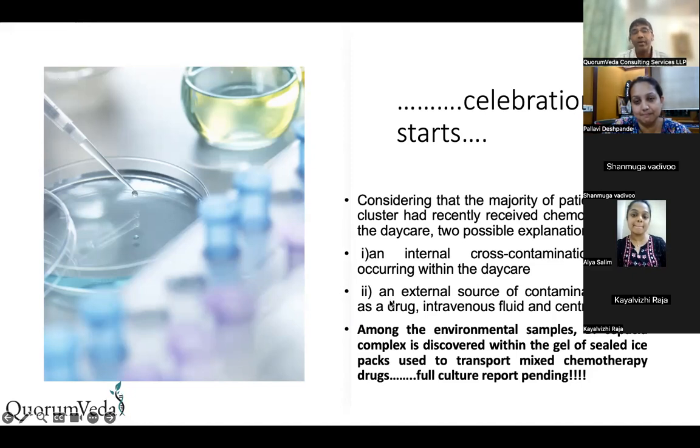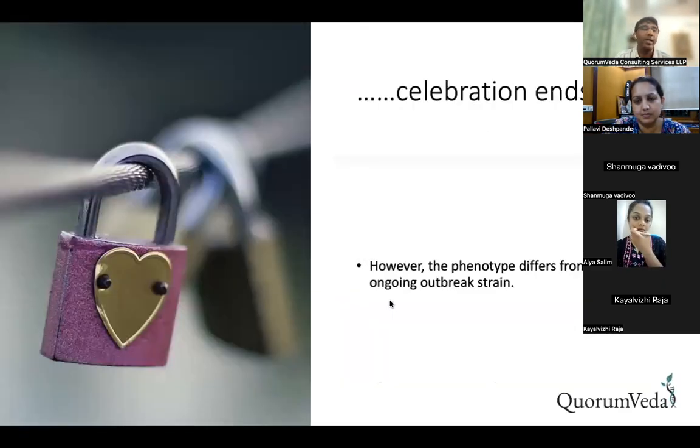Okay, now the next day, what happened? My microbiologist disappointed me. This antibiogram is different from my clinical isolates. Celebration ended, all the bottles opened, lid put back. The sad story starts again, hunting starts again.